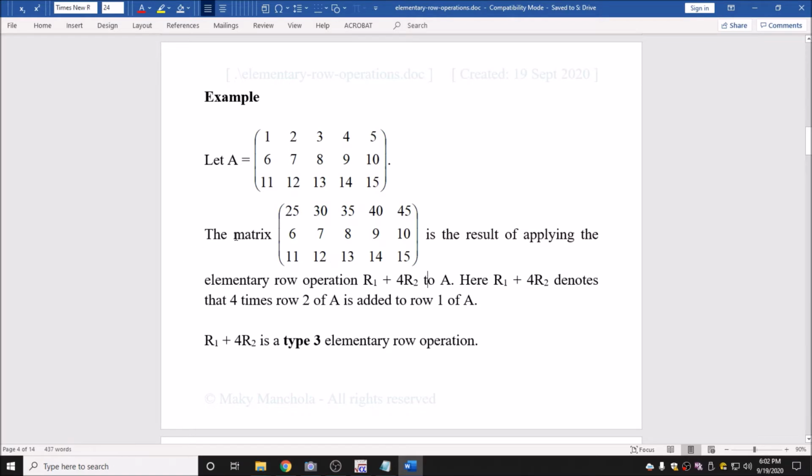So let's read. The matrix that we obtain is the result of applying the elementary row operation R1 plus 4R2 to A. Here, R1 plus 4R2 denotes that 4 times row 2 of A is added to row 1 of A. R1 plus 4R2 is a type 3 elementary row operation.